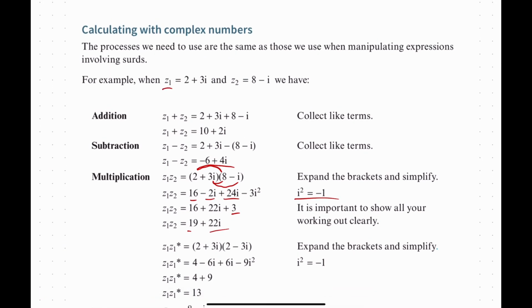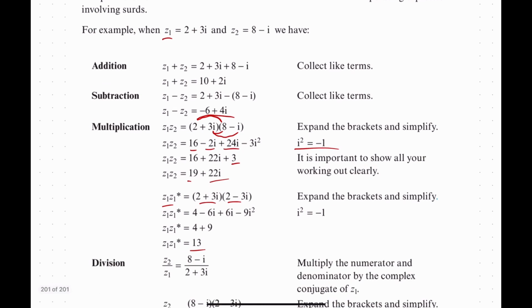So if you were to do z1 times the complex conjugate of z1, which is 2 plus 3i times 2 minus 3i, what you end up with is just a real number. Okay, because the imaginary values will cancel each other out in the middle, and then the imaginary times the imaginary will generate a real value, because it'll be i squared, which is a real number, minus 1. So that's kind of useful, especially when it comes to division.